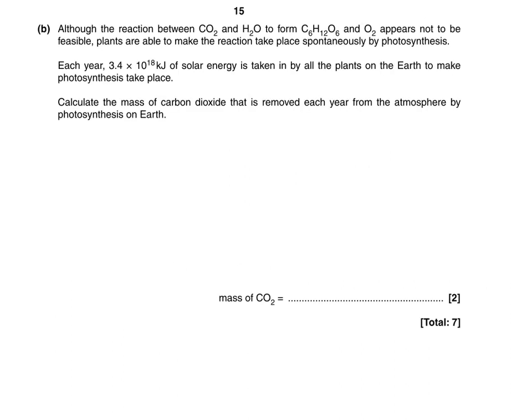Right, so let's have a read through this question. Although the reaction between CO2 and H2O to form glucose and oxygen appears not to be feasible, plants are able to make this reaction take place spontaneously by using photosynthesis. Each year, 3.4 times 10 to the 18 kilojoules of solar energy is taken in by all the plants on the Earth to make photosynthesis take place. Calculate the mass of carbon dioxide that is removed each year from the atmosphere by photosynthesis.